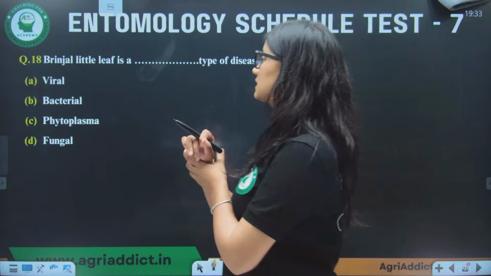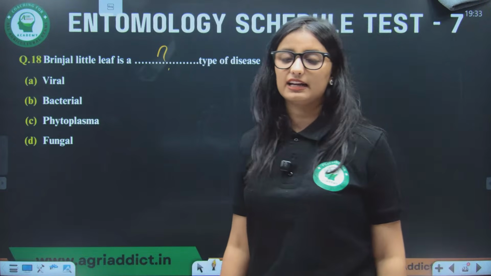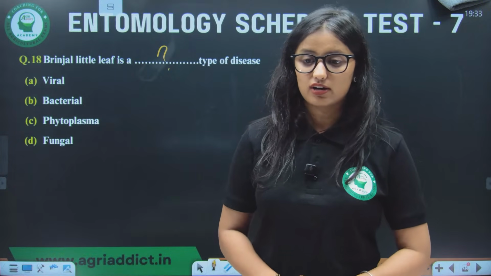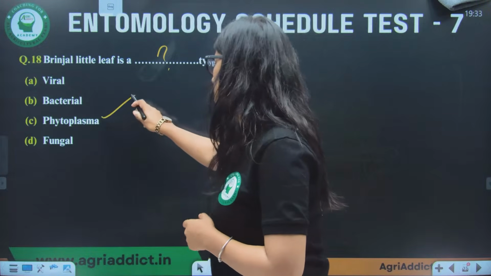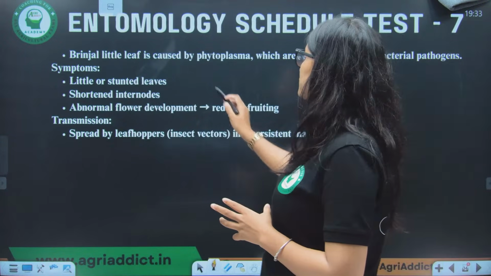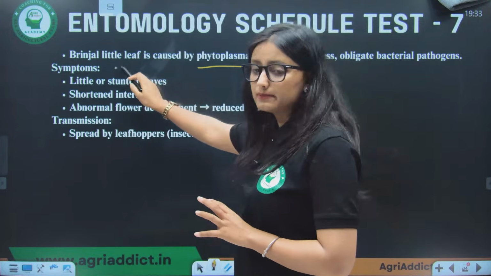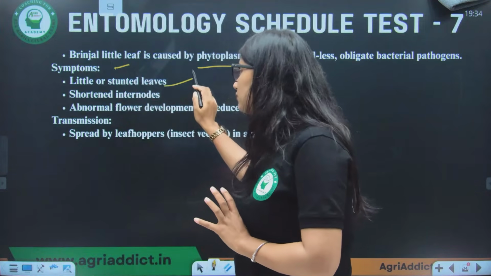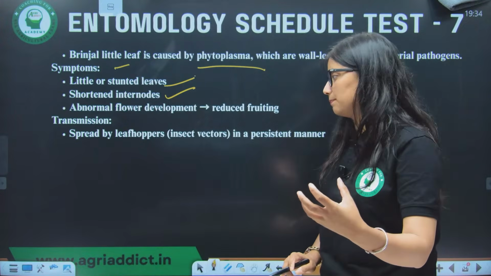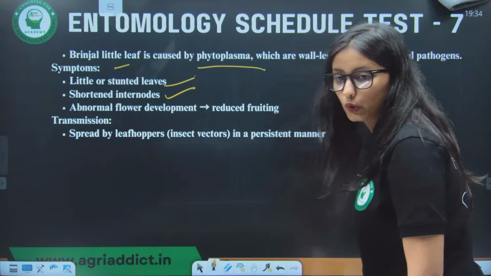Now answer this one. Little leaf of brinjal is what type of disease? Is it bacterial, viral, phytoplasma or fungal? What is the causal organism? Very good. This is a direct question. Phytoplasma is the correct answer. So, little leaf of brinjal is caused by phytoplasma, which is wall-less. And what are the symptoms here? Little leaf or stunted leaves, shortened internodes, abnormal flower development. And it is transmitted by, very good, leaf hopper. Good. Leaf hopper.